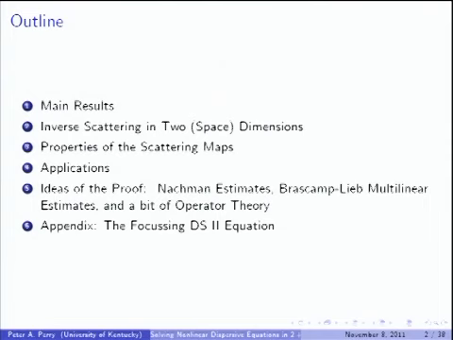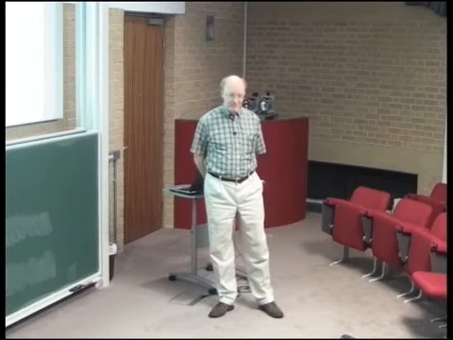Give the applications that prove the two main results, and then give some idea of how I proceed in the analysis of scattering maps. I mean, the scattering maps that I'm going to talk about have been known for a long time. Their applications have been known for a long time. The main issue here is getting certain precise continuity estimates on the scattering maps. And as I'll explain, the key ingredients are actually estimates due to Nachman in his study of the inverse conductivity problem, estimates on multilinear integrals of the Brascamp–Lieb type, and a bit of operator theory. And at the end, I'll throw out a simple question that I don't know how to solve.